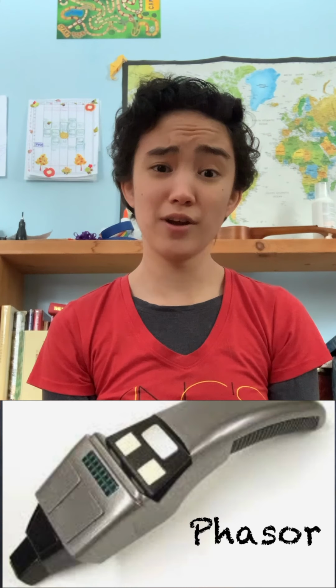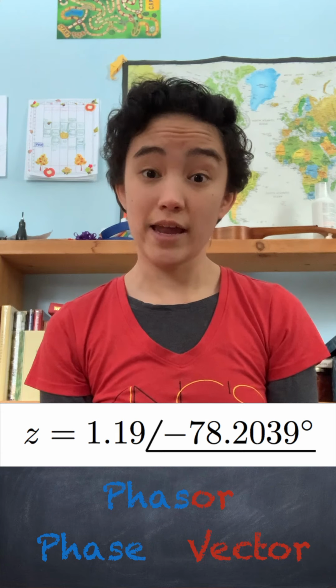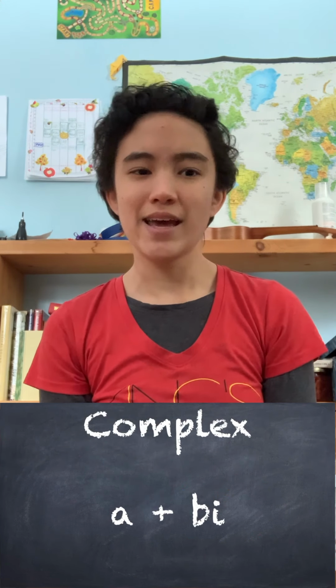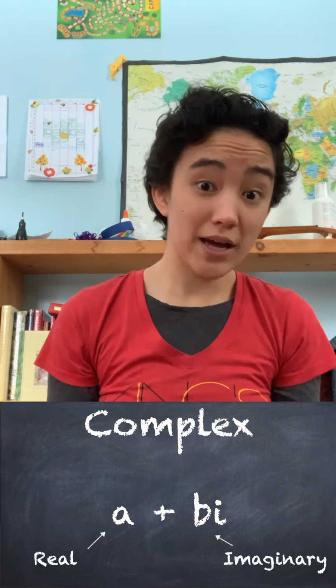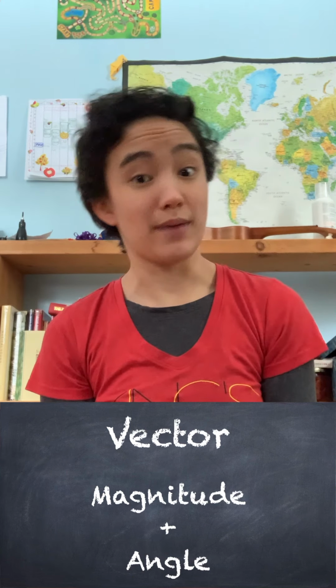What is a phasor? No, not from Star Trek, that's a phaser. I'm talking about a phasor. Phasor is short for phase vector, and it's a complex number that represents a sinusoidal function. Complex doesn't mean difficult, it just means there's a real portion and an imaginary portion, like me, the square root of -1. Phasors are vectors because they're written as a magnitude and an angle.